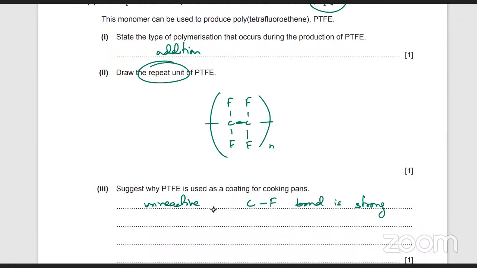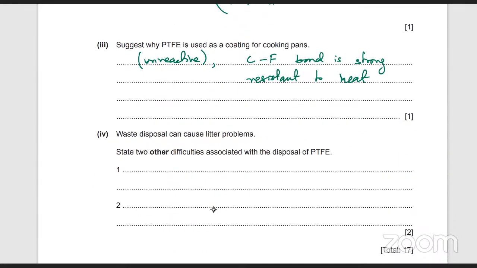That is one of the reasons why it is unreactive, so that's like an explanation for being unreactive. So that makes it resistant to heat as well. Normally plastics are not resistant to heat, but because the C-F bond is strong, that's why you can coat cooking utensils with it. Waste disposal can cause little problems.